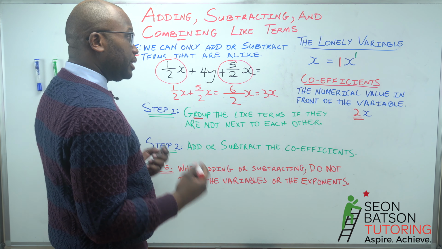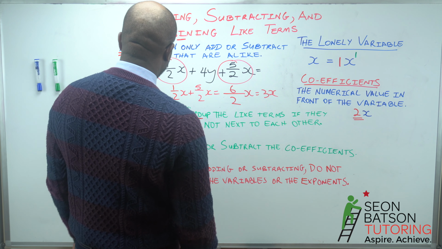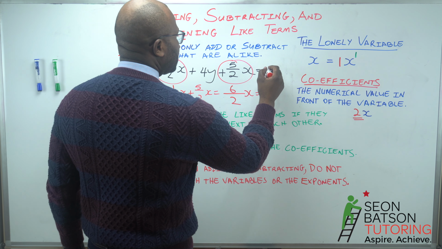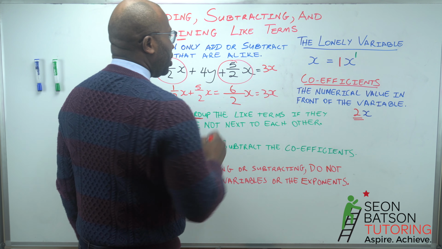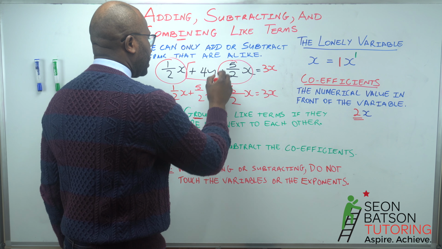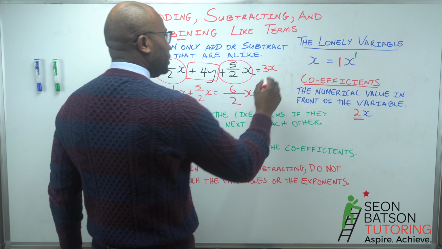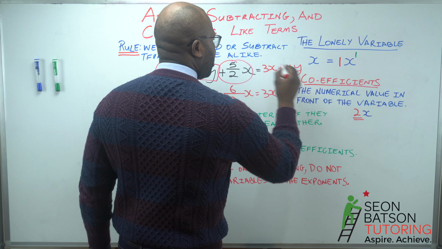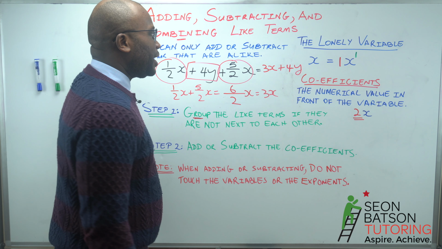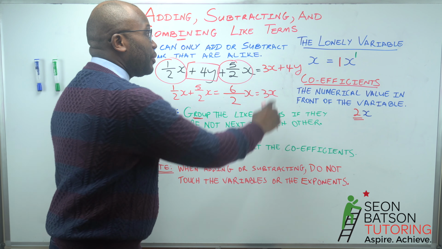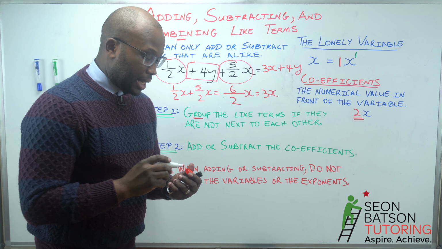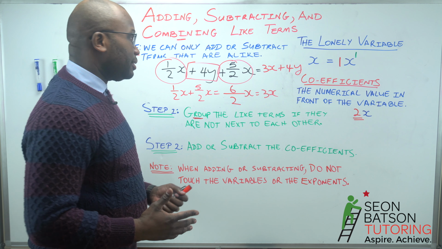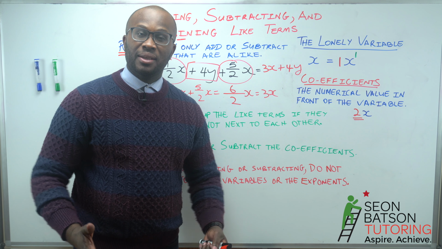Yeah? Now, we aren't done. Let's put it right here. We have 3x. But what's left? We cannot forget this 4y. Yeah? So we put our 4y back. So the answer there is 3x plus 4y. Now, can we add these two? No. Why not? Because they are not alike. Yes? How was that? Very good.